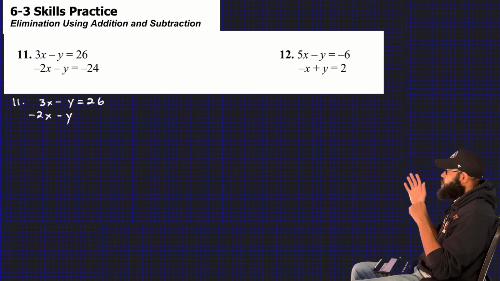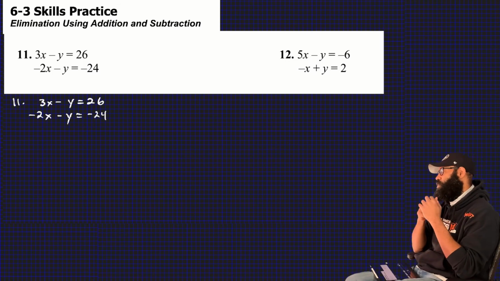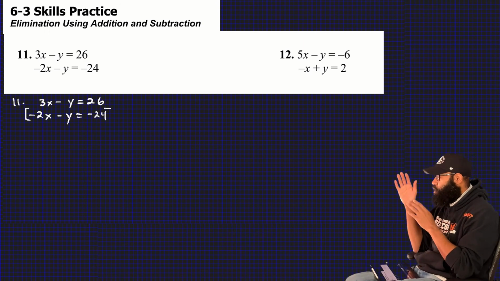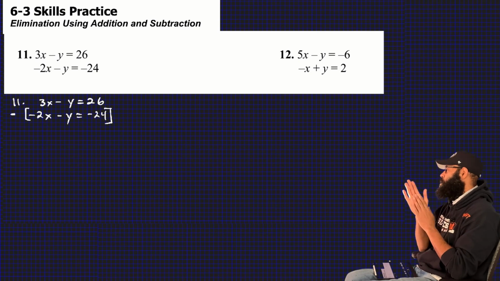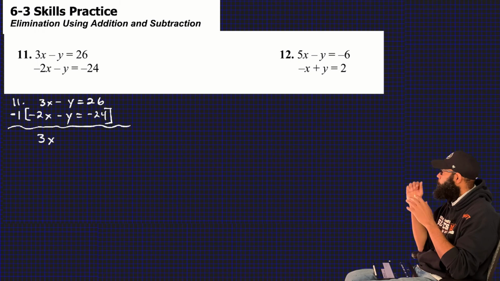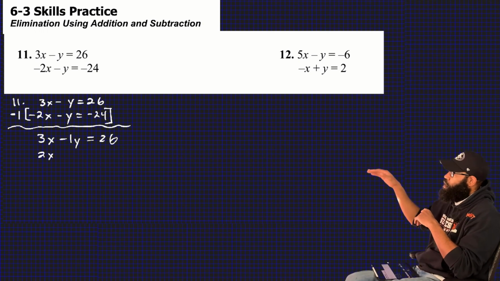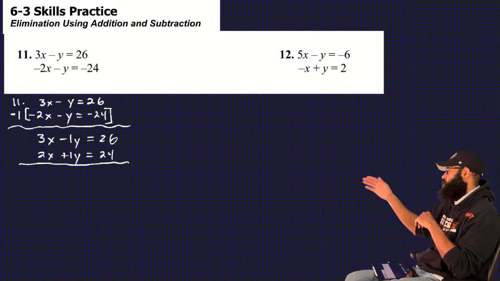So, top equation, 3x minus y is equal to 26. And the bottom equation, negative 2x minus y is equal to negative 24. Looks like the negative y and the negative y are the closest. They have the same coefficient, but one of them needs to be positive. So change the negative 1y to a positive 1y by multiplying by negative 1. Top equation stays the same. 3x minus 1y is equal to 26. Second equation is now positive 2x, positive 1y is equal to a positive 24.